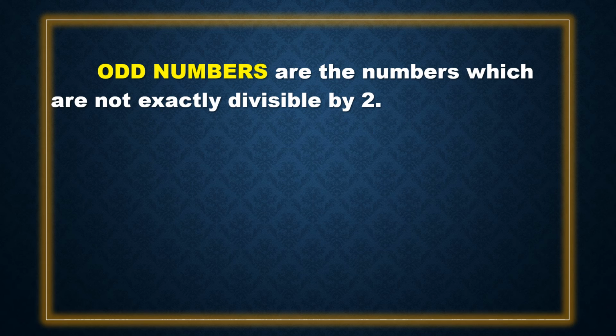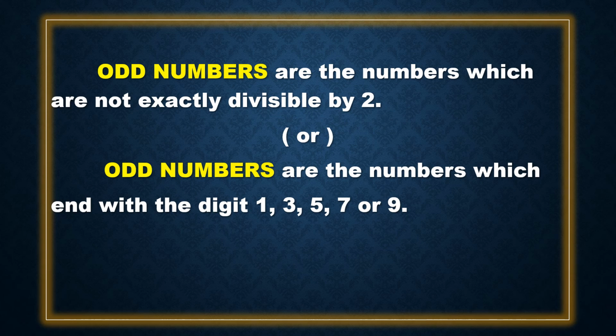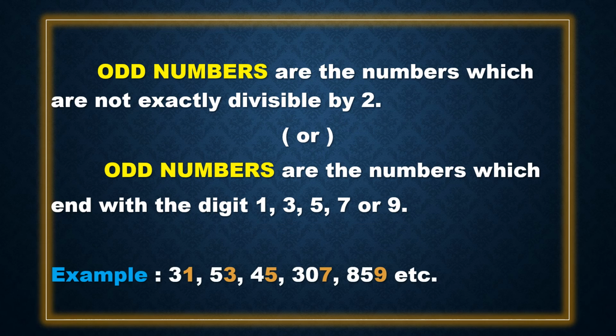Okay, so let me go through the statements. Odd numbers are the numbers which are not exactly divisible by 2, or you can write like they are not ending with 0, 2, 4, 6, 8, or they are ending with 1, 3, 5, 7, 9. Here I gave some examples. The units digit is 1, 3, 5, 7, 9. So such type of numbers are odd numbers.